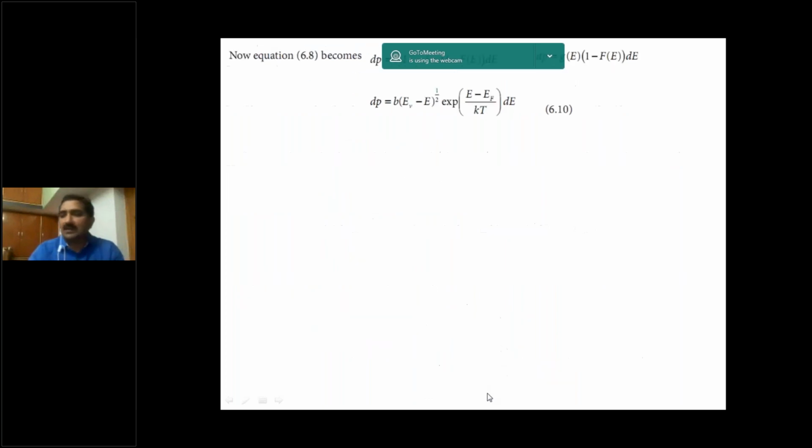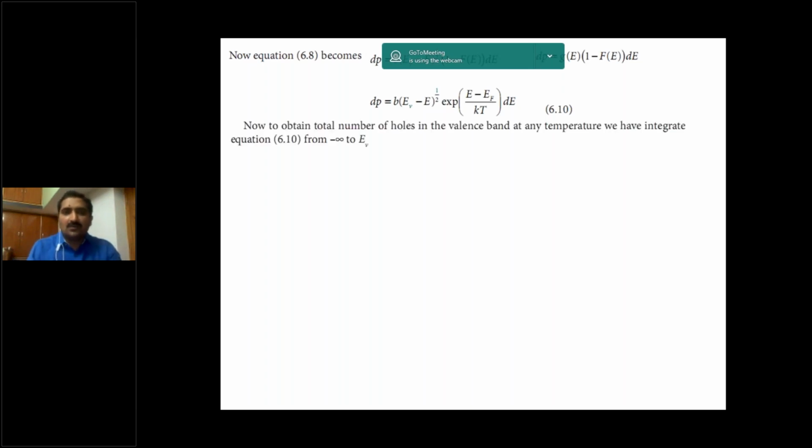So now the equation becomes dP is equal to some constant B into (EV minus E) whole power 1 by 2 into 1 minus f of E into dE. So the value becomes dP is equal to B into (EV minus E) whole power 1 by 2 into exponential of (E minus EF) by kT into dE. So for getting the density of holes in the valency band, integrate the above equation from minus infinity to EV, so we can get P is equal to, here the constant is B and exponential of minus EF by kT is also constant. Here B is constant, exponential of minus EF by kT is also constant.